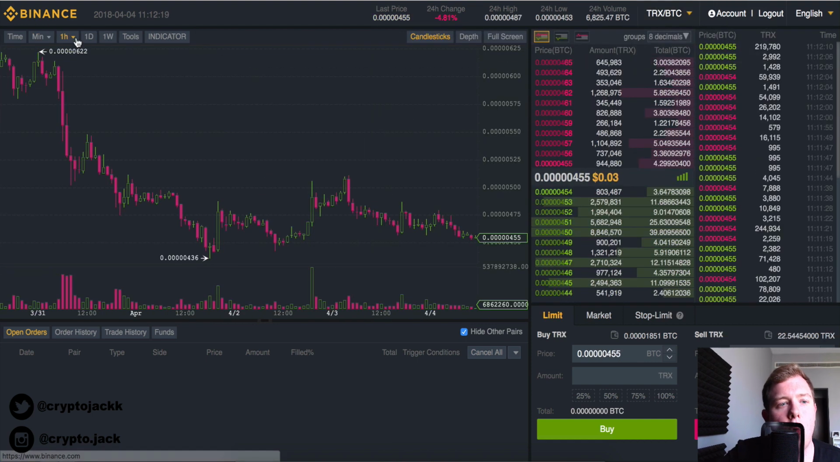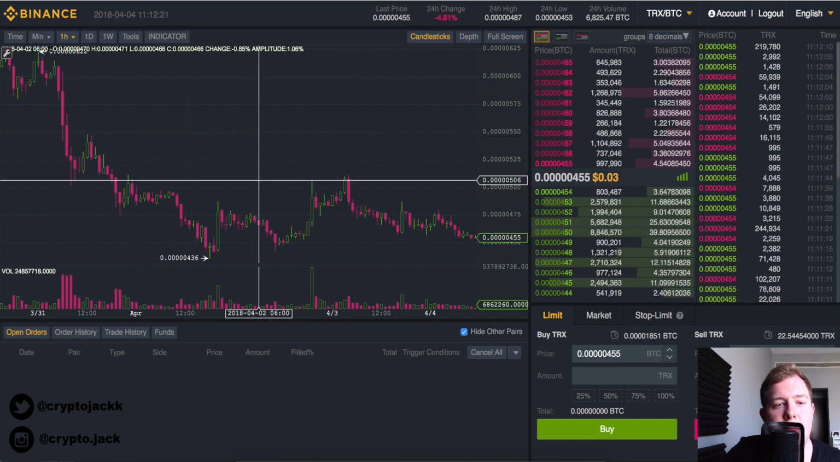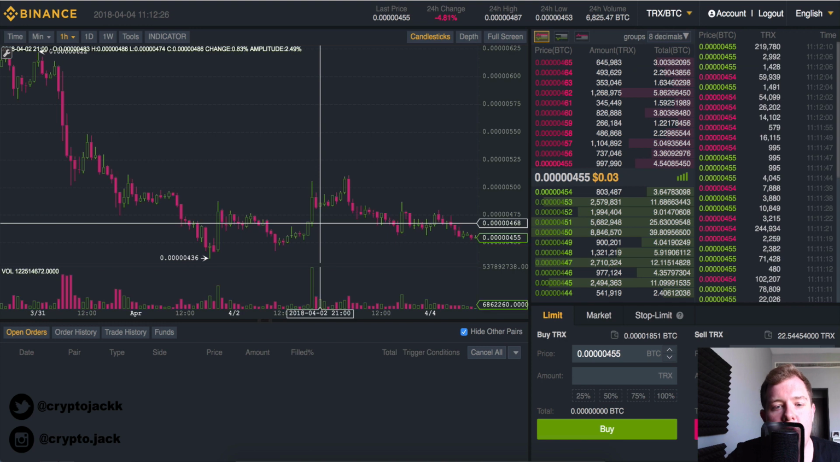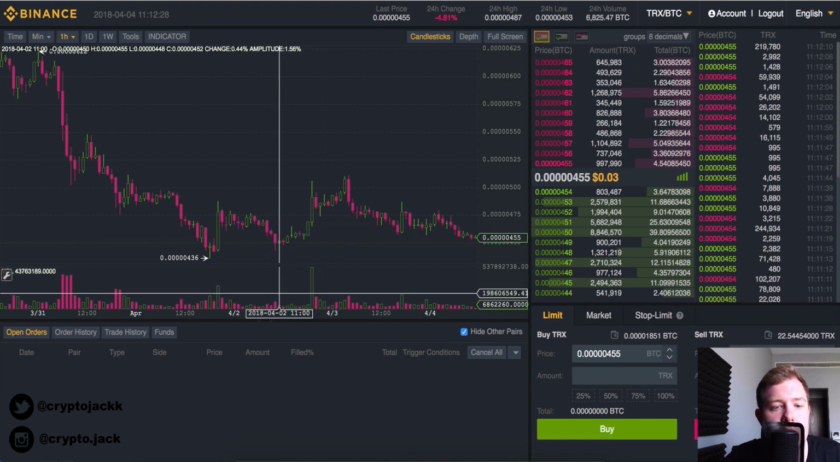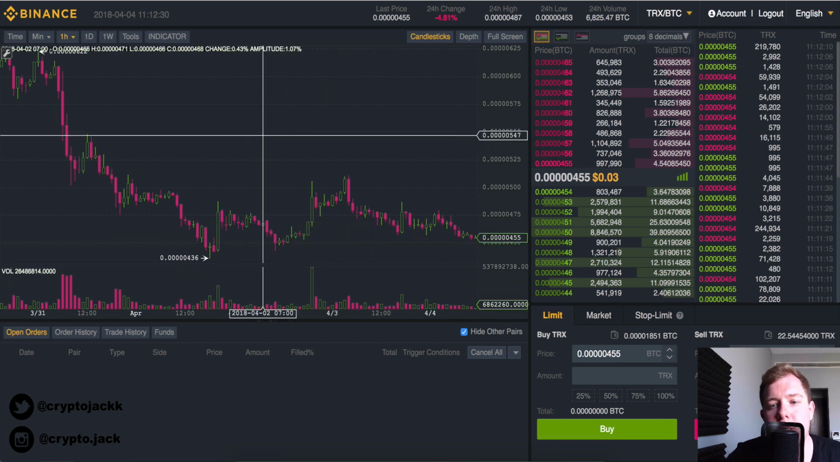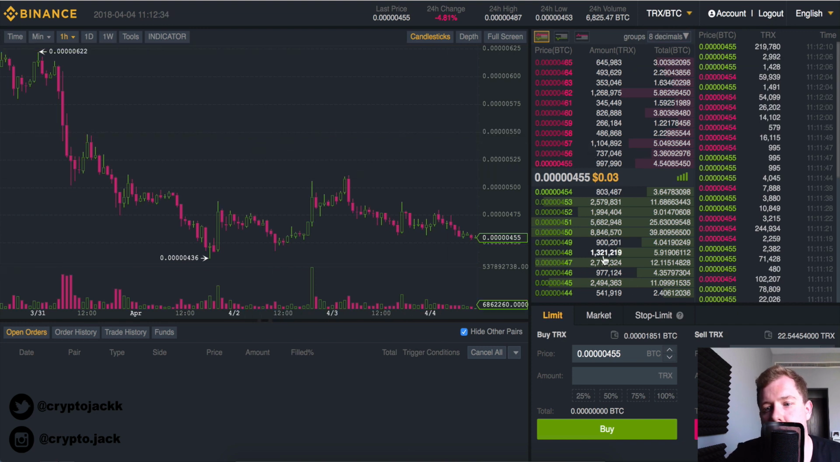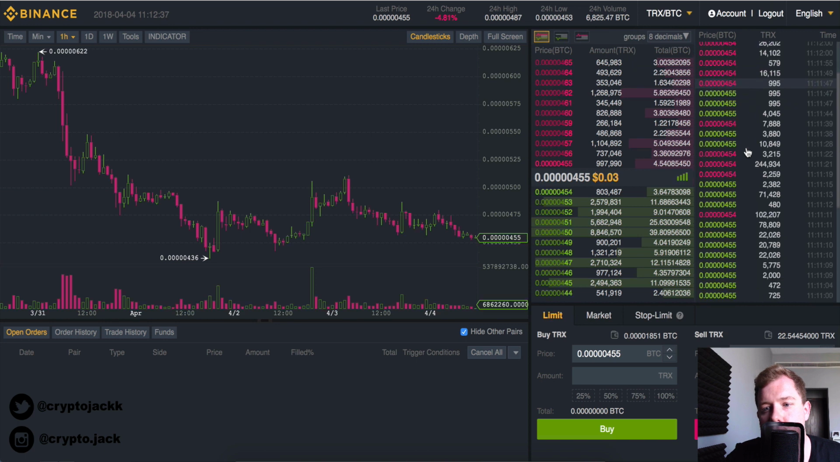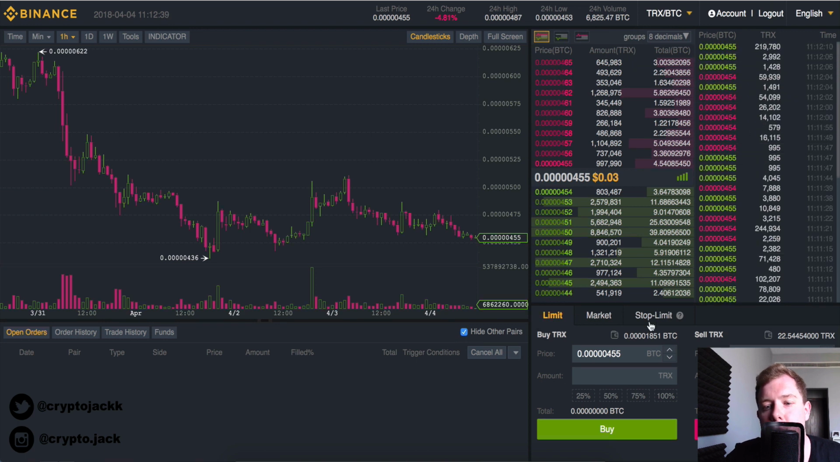So taking a look at the 1 hour chart on Tron, we can see that it gives us an overview, and each candlestick is a 1 hour representation in the day. It's got the date and the time down below with the stamps, so you can easily identify that. Just a basic overview if you don't know. This is the order book, the sells, the buys, the recent transactions over here, limit, market and stop limit.